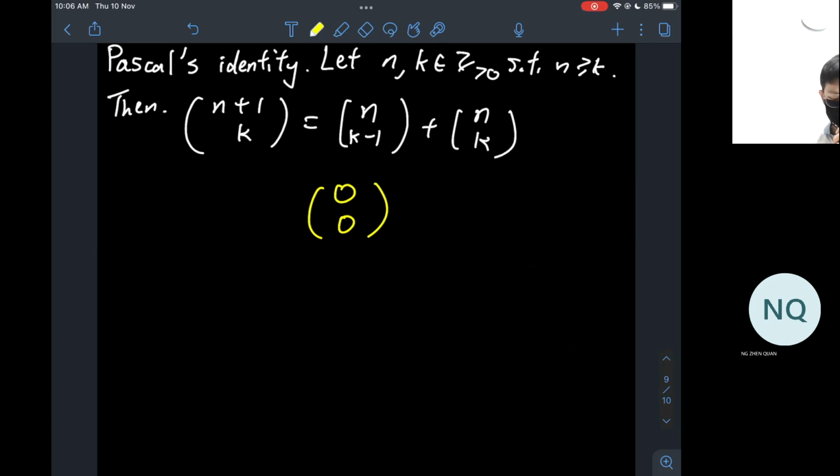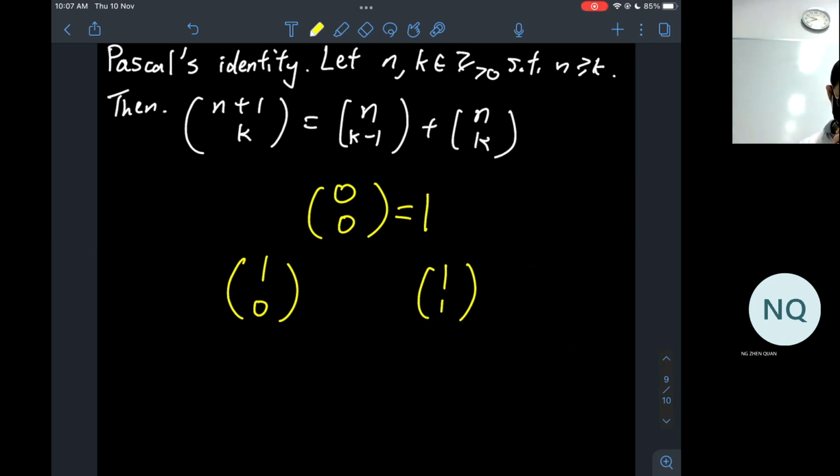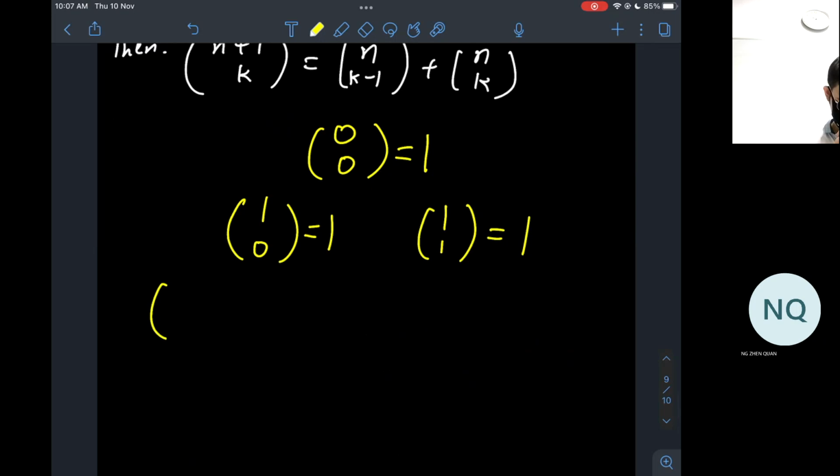So let's start with 0, 0. What's 0, 0? So nothing, pick nothing. This is by definition 1. How about 1, 0 and 1, 1? One element, you pick nothing, so there's only one. One element, pick one thing, there's only one. Similarly for 0, 2, 1, 0 and 2, 2.